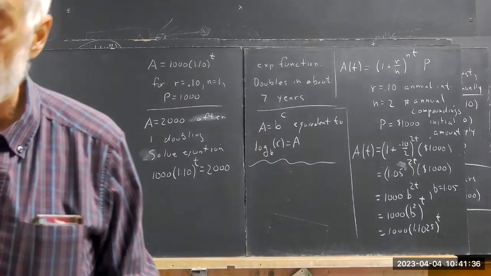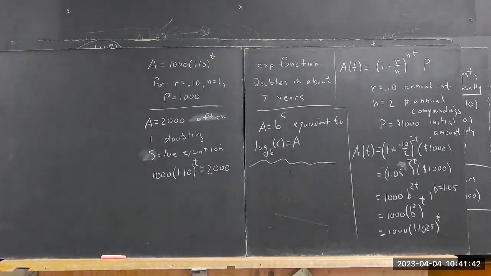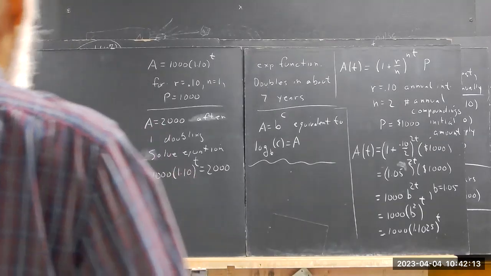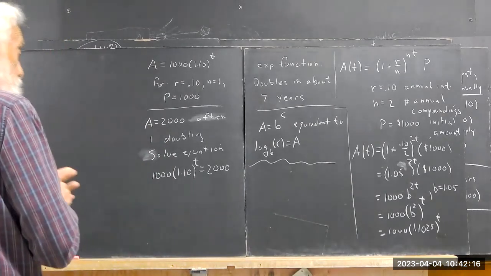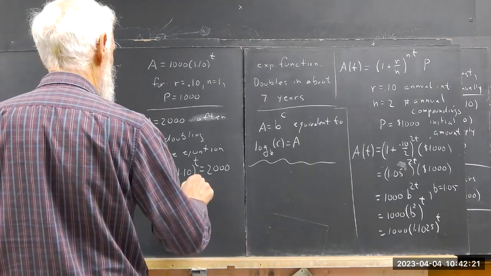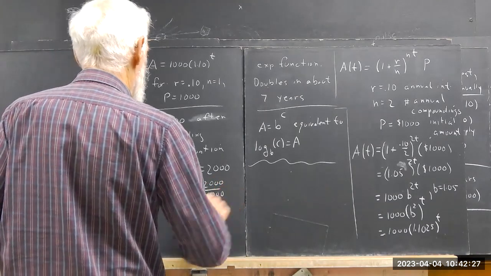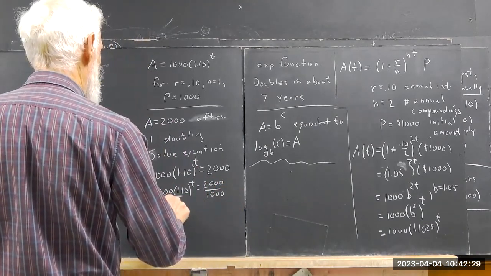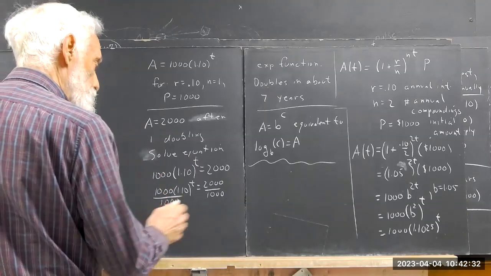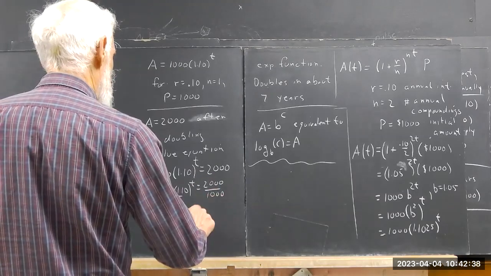Now, looking at that equation, what's the first thing that you could do algebraically? I'd give an immediate response to that: divide both sides by 1,000. So we're going to do that. Well, clearly 1,000 divides 1,000 and leaves you 1.1 to the t. 2,000 divided by 1,000 is 2.